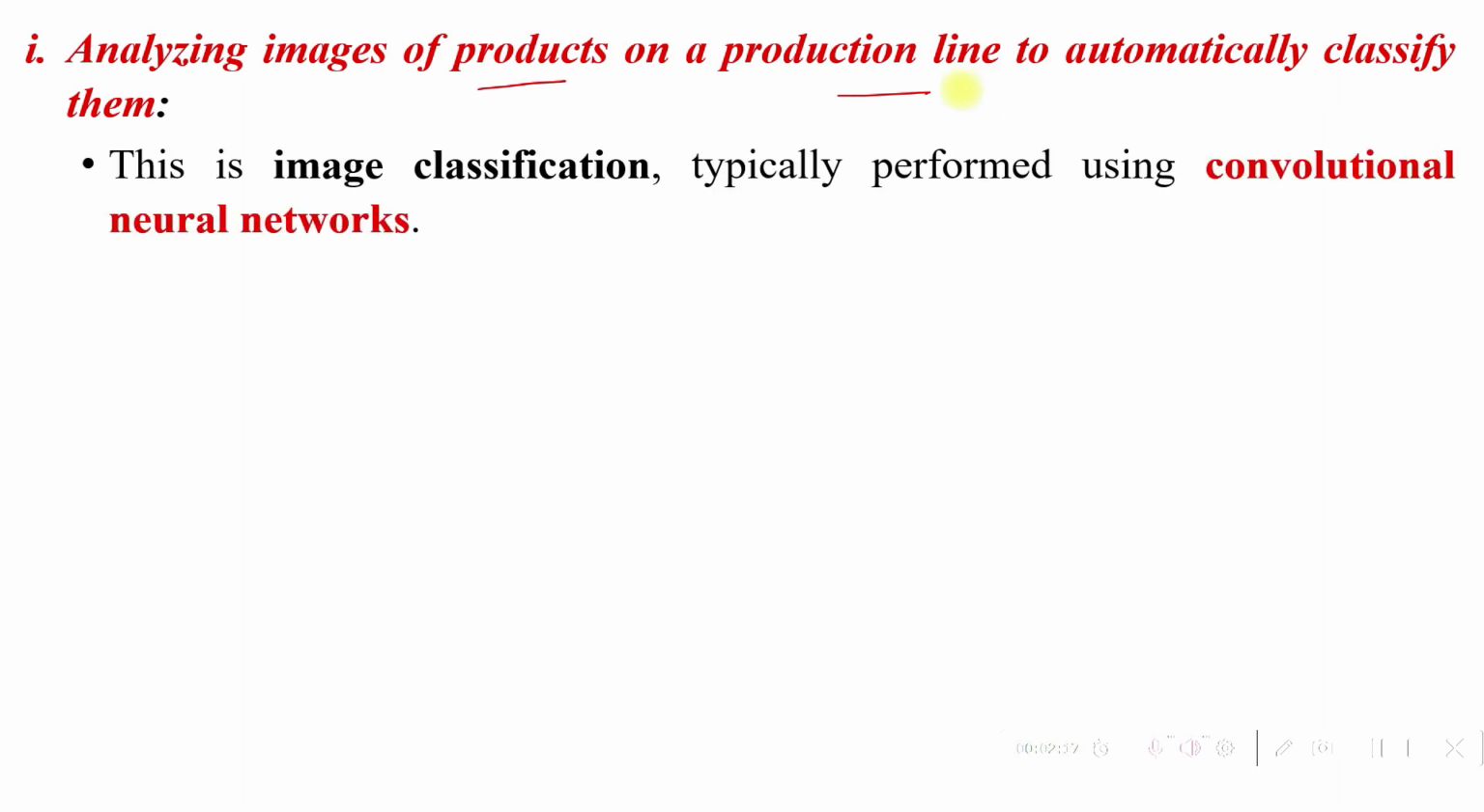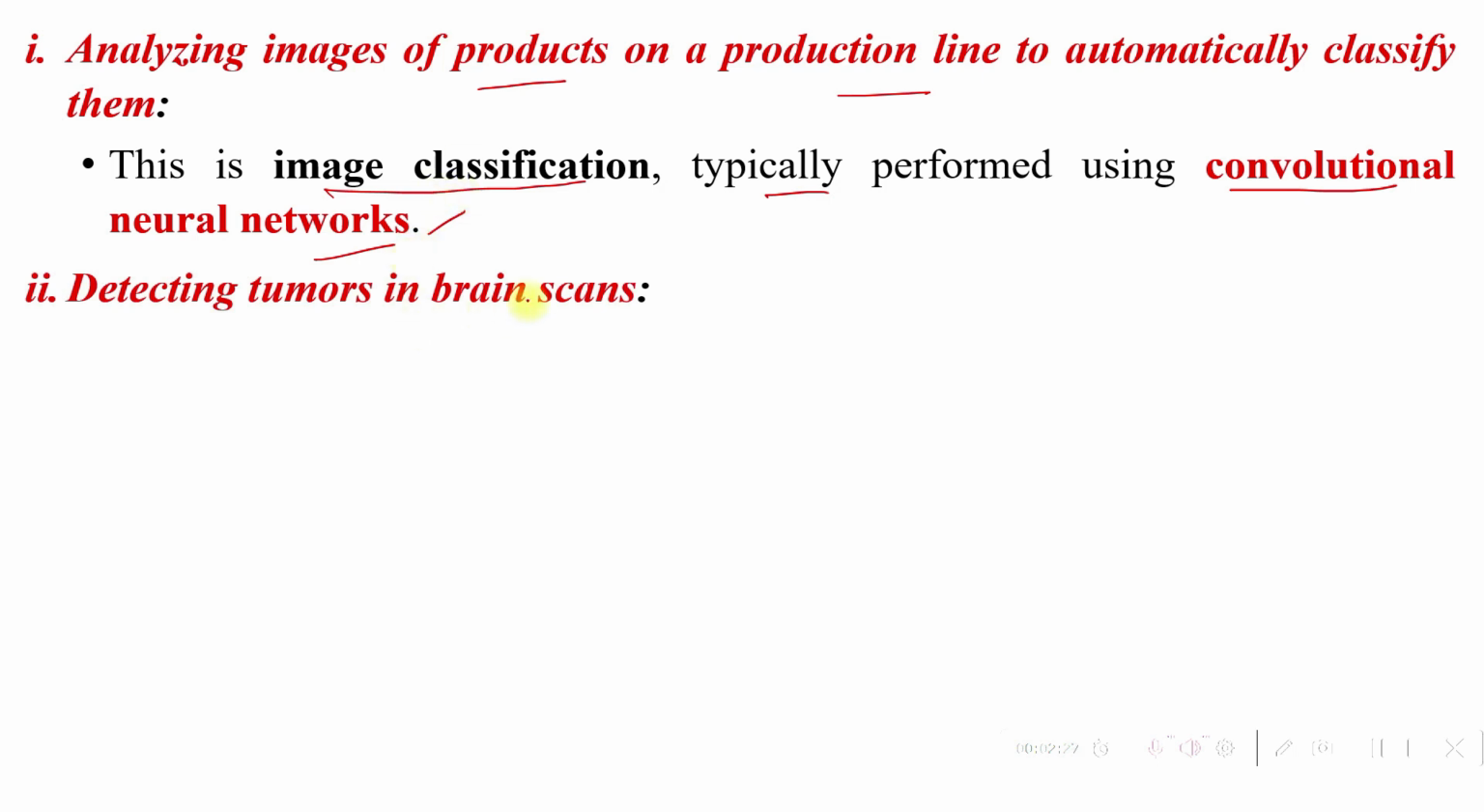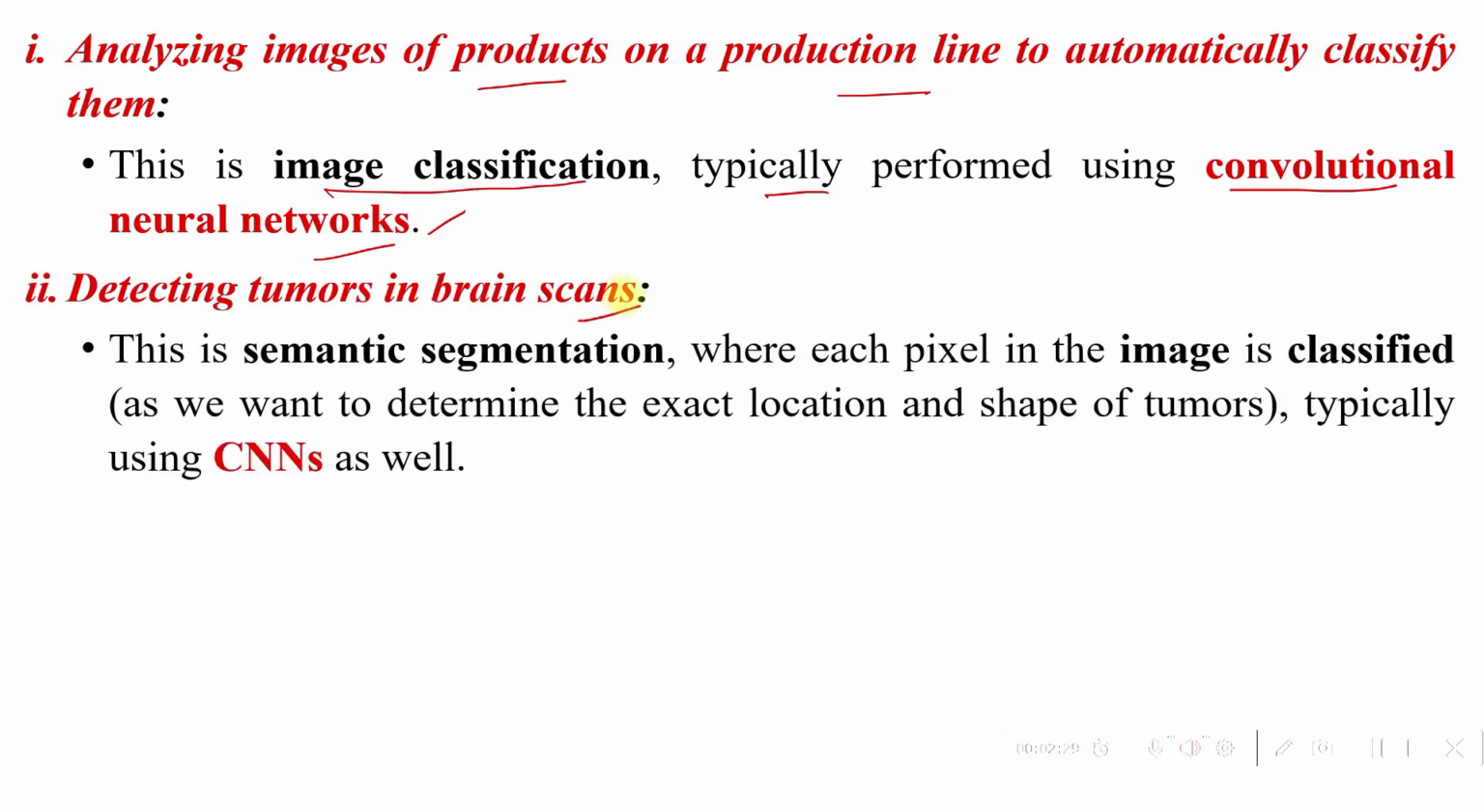techniques. Now, analyzing images of products on a production line, automatically classifying them. This is an image classification problem, typically performed using the convolutional neural network approach. Detecting tumors in brain scans. This is a semantic segmentation technique where each pixel in the image is classified. Typically, by using a CNN we can classify these things.